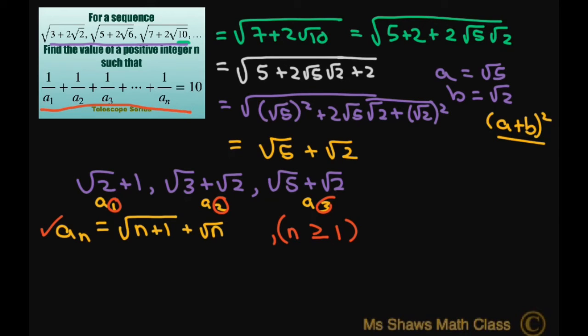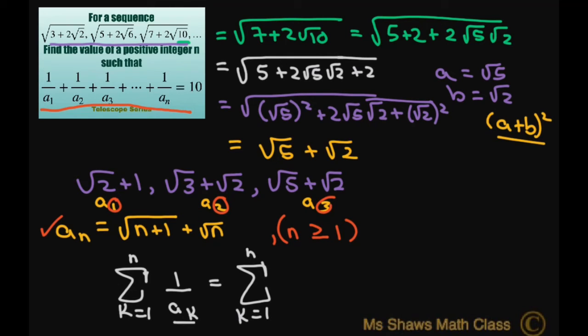So basically I can rewrite this as the sum from k equals 1 to n of 1 divided by a sub k, and that's going to equal the sum from k equals 1 to n of 1 divided by, instead of n, substitute in k. So you're going to get the square root of k plus 1 plus the square root of k. Okay, I'm going to rewrite this again. We're going to have to simplify this.